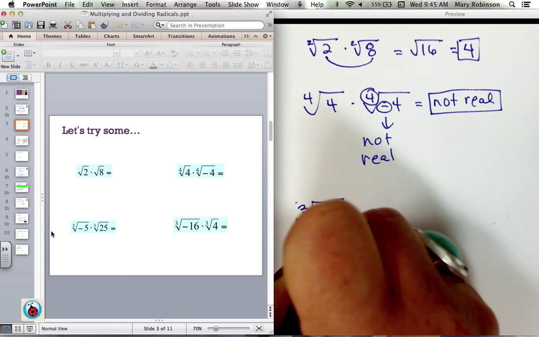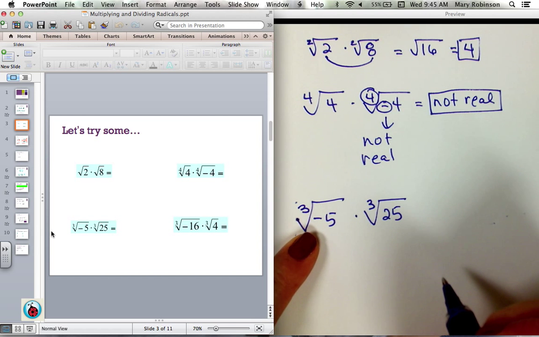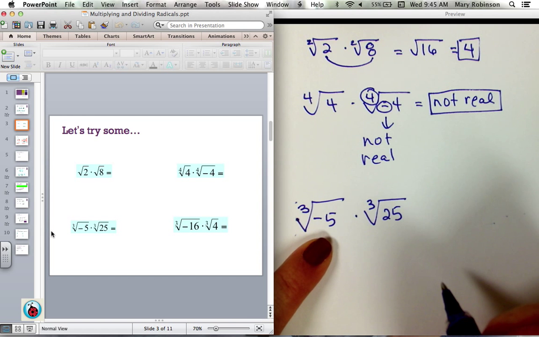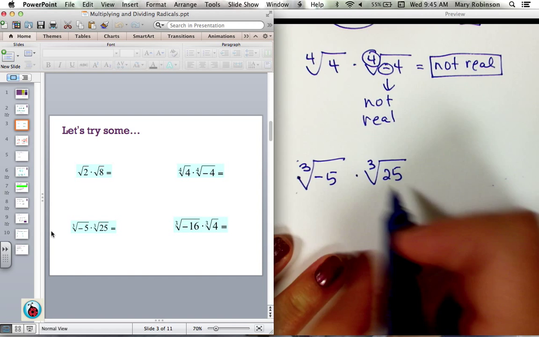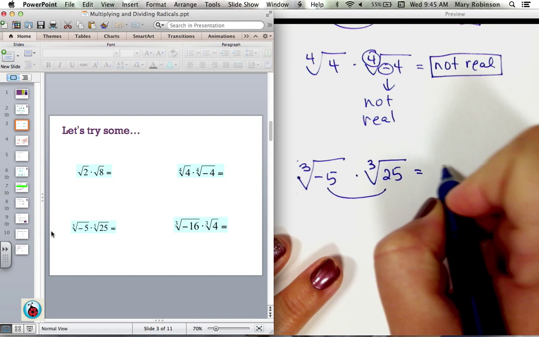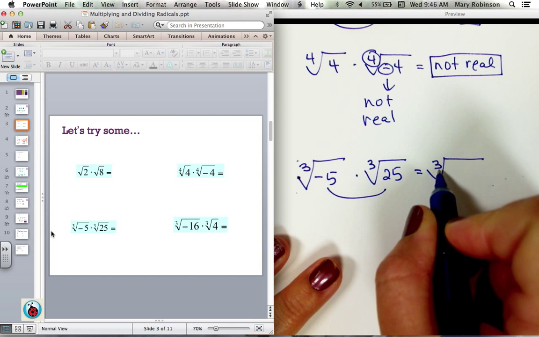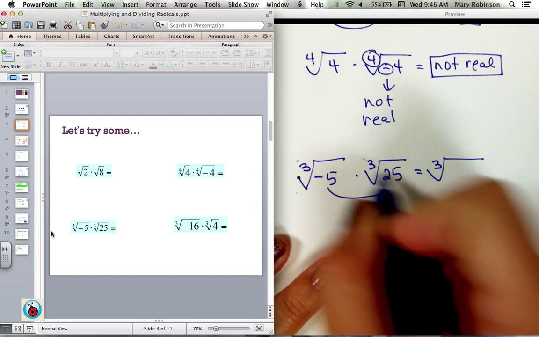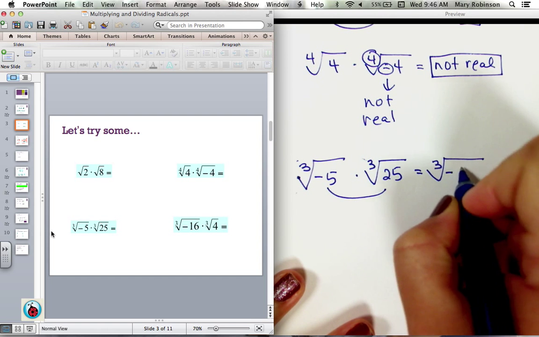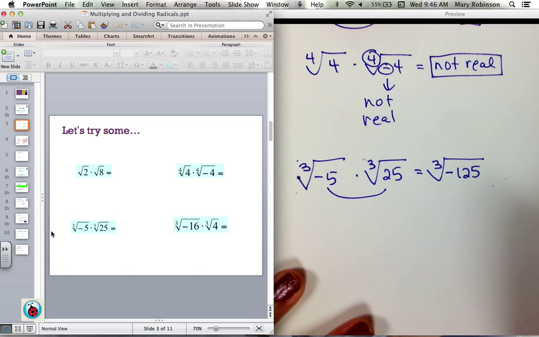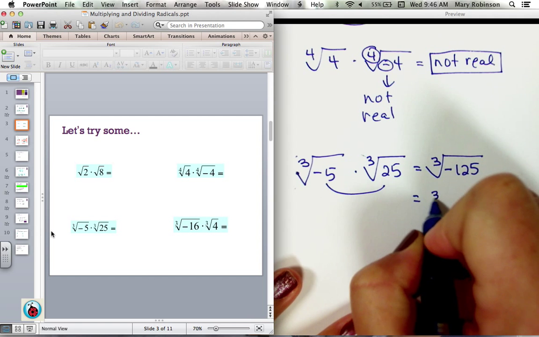Next, we're going to look at the cube root of -5 times the cube root of 25. Note, we can take an odd root of a negative number. That's perfectly fine. That's different from up here. So we do want to go ahead and multiply these together, remembering that in our product we want to be sure to keep the index the same as it was in our original expression. -5 times 25 is -125. What you're going to have to do now is continue to simplify.